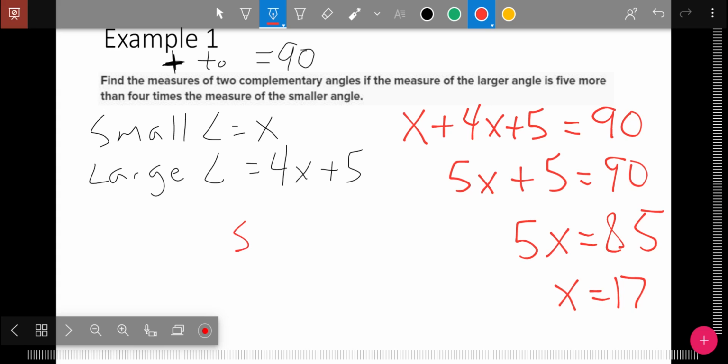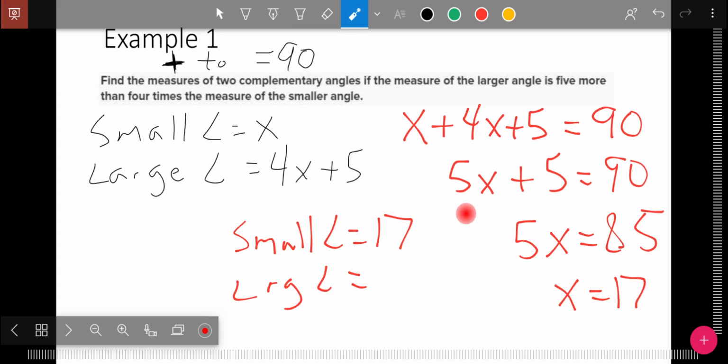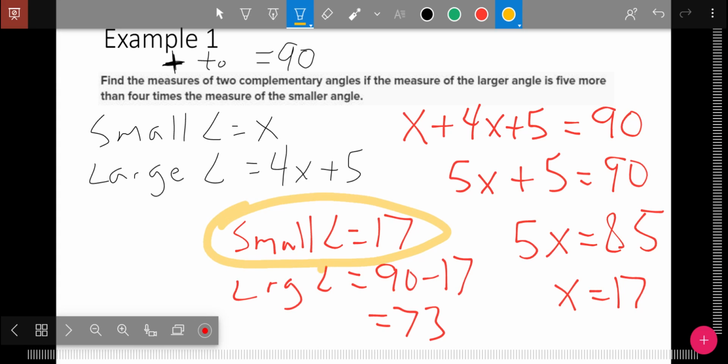Well, the small angle is just x. So the small angle is just 17. The large angle is, now, 2 choices here. You could plug x into this equation, or you know they combine to make 90, and so you can just do 90 minus 17, all right? And that is 73. And so now I have my large angle and my small angle.